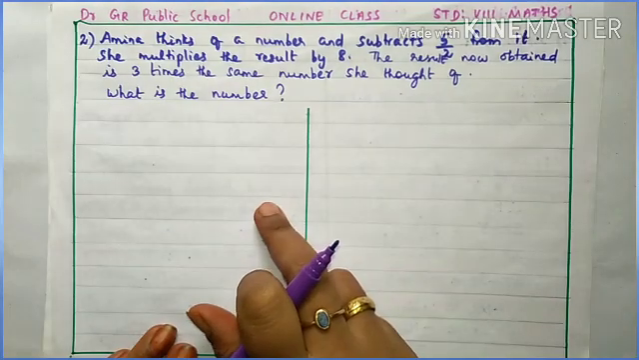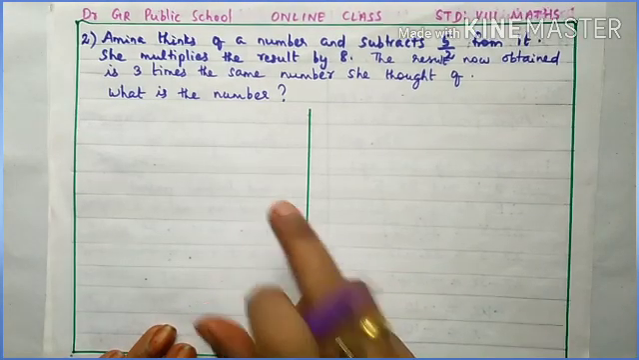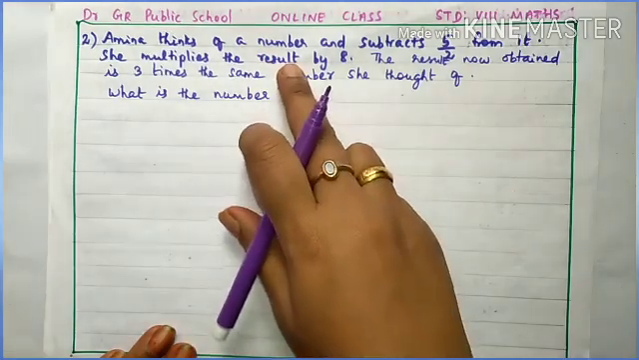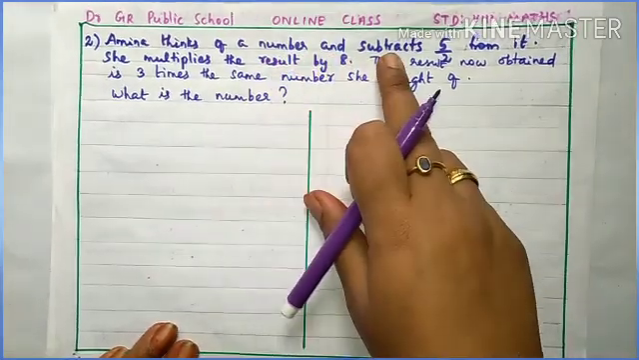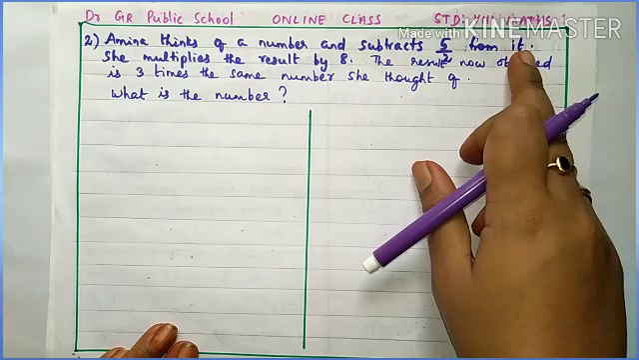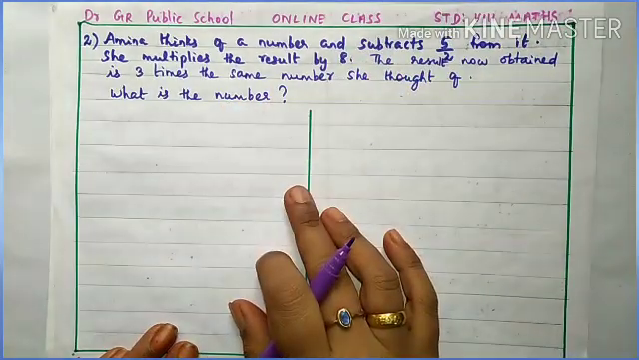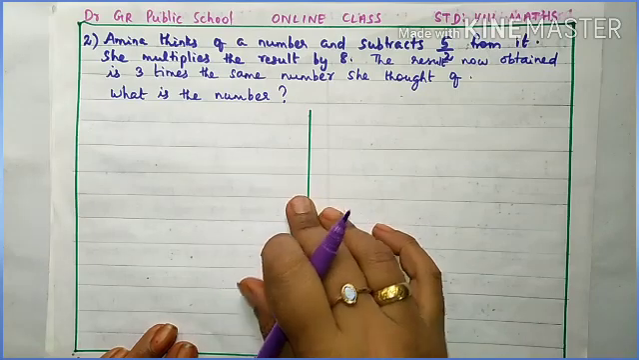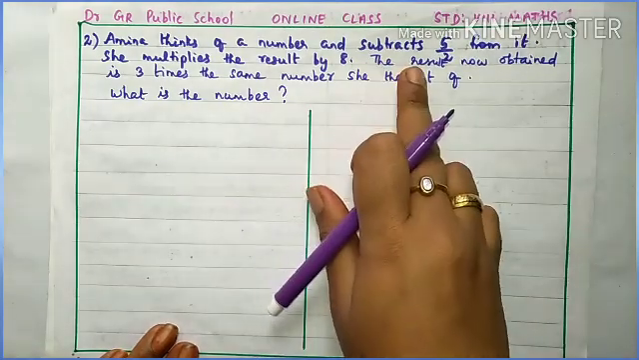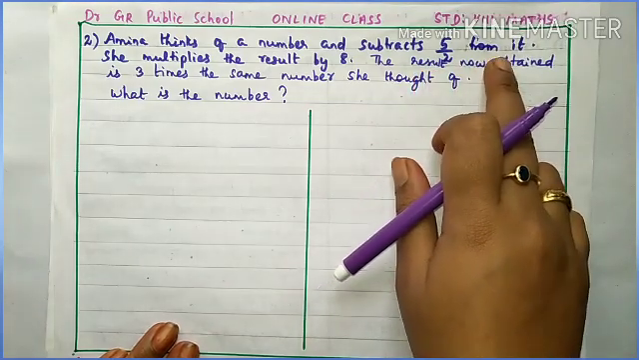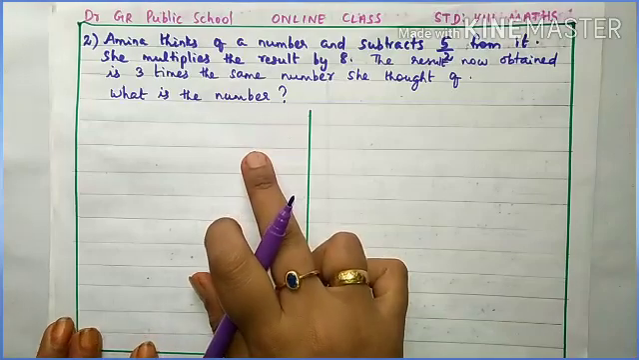Once again, Amina thinks of a number. Okay, Amina is a girl and she is thinking of some number. We don't know what that number is. And what she does, she subtracts 5 by 2 from it. Okay, so we can take that number she thought of to be x. And what do you mean by subtracts 5 by 2 from it? We want to subtract 5 by 2 from our x. Okay, so shall we write that step now? Yes.